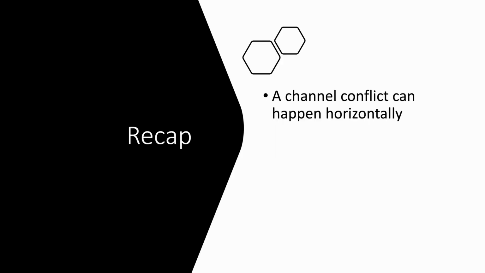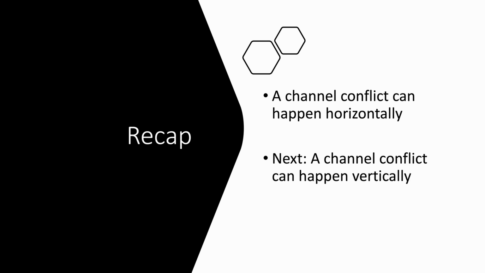This kind of channel conflict that I have just talked about using the two stories is called a horizontal channel conflict. When we say horizontally, it means it happens at the same tier among different retailers. There's a different type of channel conflict that happens vertically.